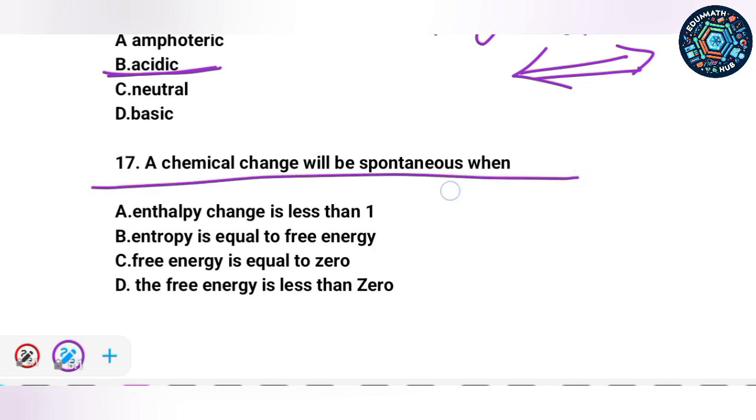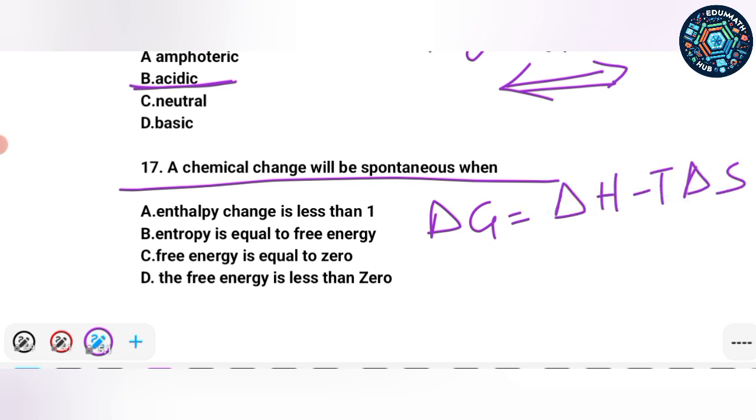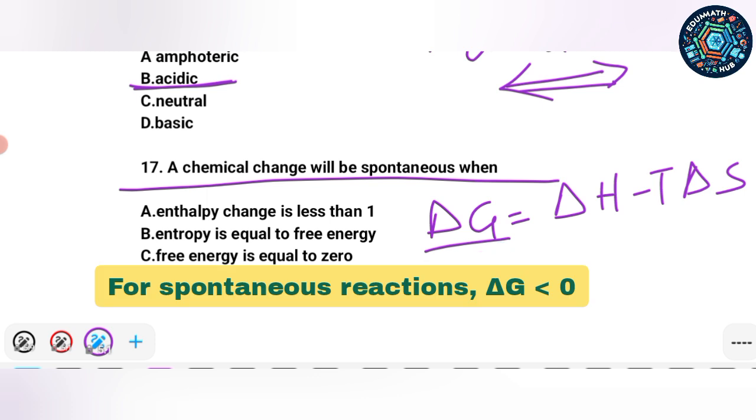And for number 17, a chemical change will be spontaneous when dash. You first of all need to understand what a spontaneous reaction is. This is basically a reaction that really doesn't need too much external factors to make it start. So basically, for spontaneous energy, you need to understand what is called free energy. So free energy is given by delta G is equals to delta H minus T delta S. So anytime free energy is less than 0, then the reaction will be considered to be spontaneous.